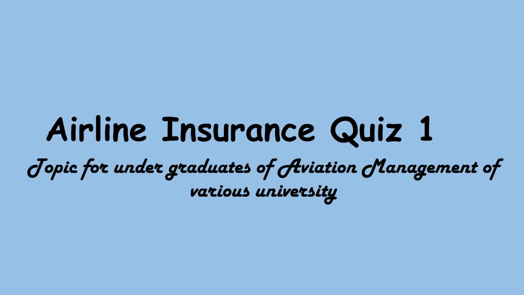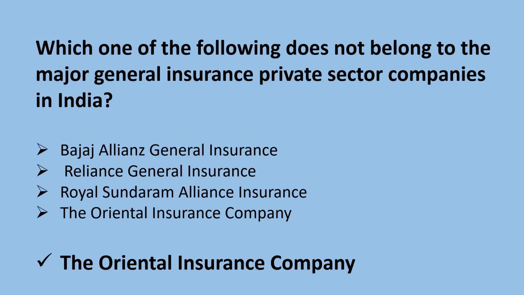Airline Insurance Quiz 1. Topic for undergraduates of aviation management of various universities. Which one of the following does not belong to the major insurance private sector companies in India? It's Oriental Insurance Company.